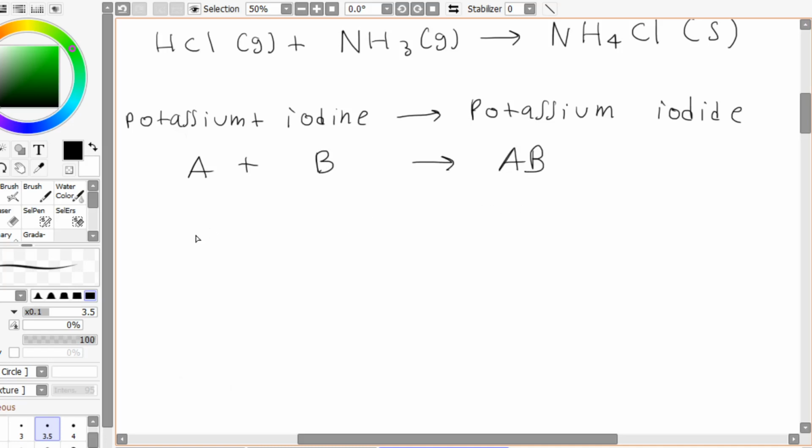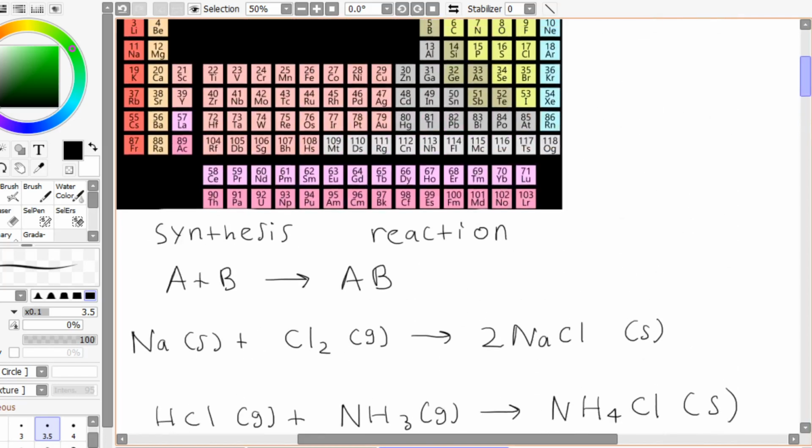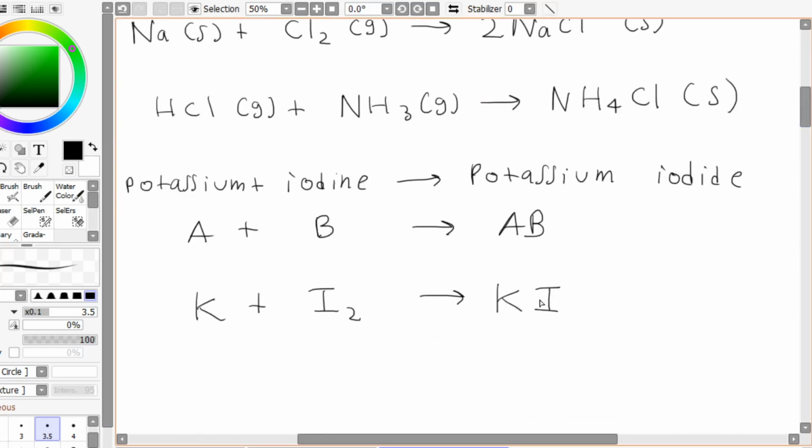In terms of the elements, we have our potassium plus iodine. It is diatomic, so it's going to have that too. And we have potassium iodide. Now, we do check that this is correct because for potassium iodide, we can look over here, potassium needs to lose one electron, and then iodine needs to gain one electron. That's why it's a one-to-one match.